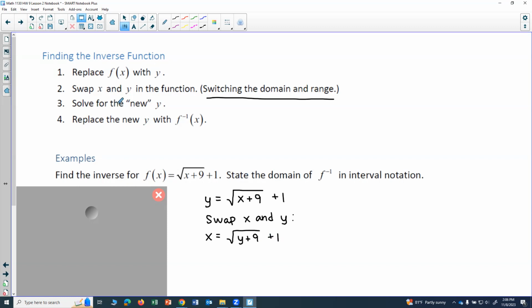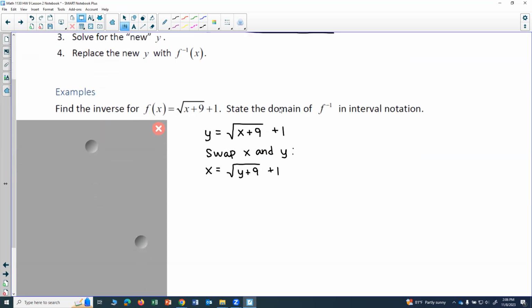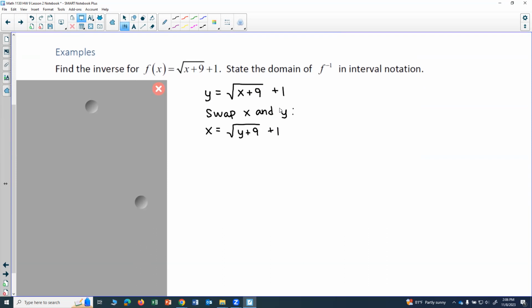Now I want to go ahead and solve for the new y. So I'm on step 3. And so I want to solve for y. So to do that, I have a square root function. And so what I want to do is get all the terms other than the square root on the other side of the equation. So I'm going to go ahead and subtract 1 from both sides, and I'll get x minus 1 equals the square root of (y plus 9).